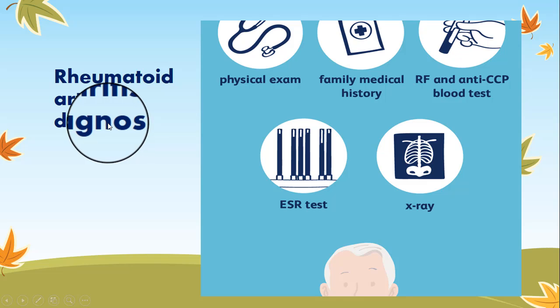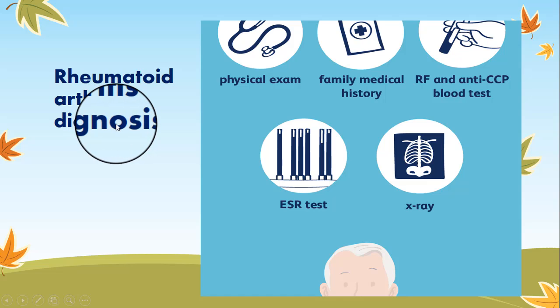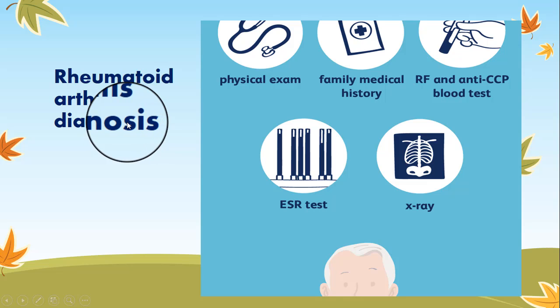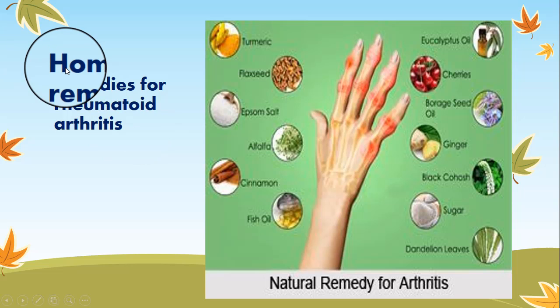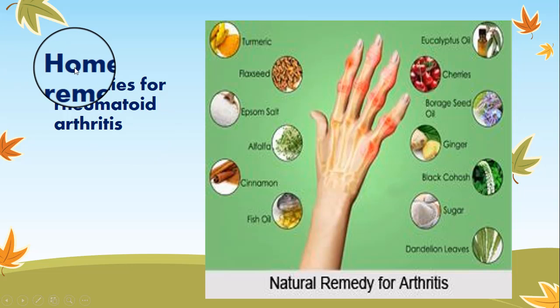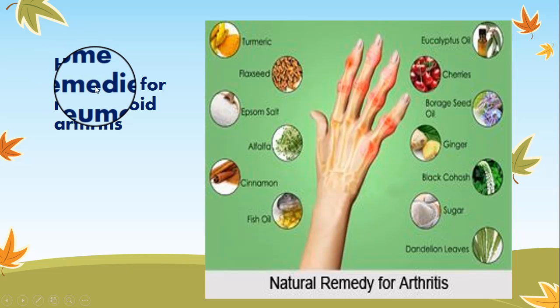So these are the various tests that you can perform if you have any doubt about whether you are suffering from rheumatoid arthritis or not. Now next, a very important part, that is management. So how will you manage if you are suffering from rheumatoid arthritis? Let's talk about the natural management. First of all, we'll talk about the homemade remedies for rheumatoid arthritis.